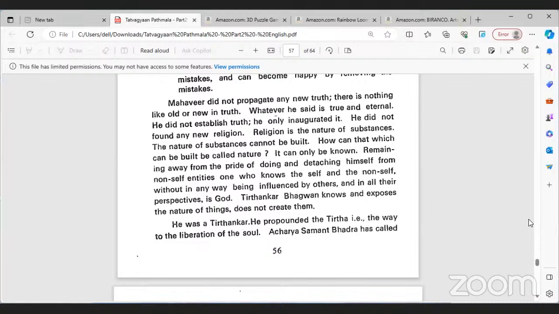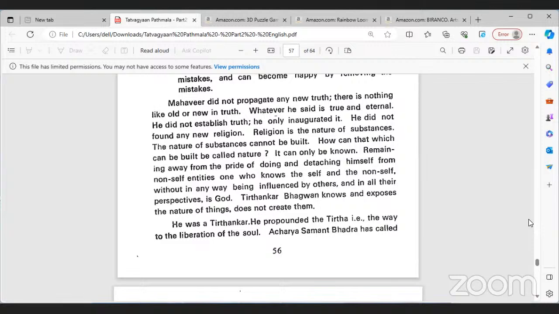Okay, sir. Mahavir did not propagate any new truth. There is nothing like old or new in truth. Whatever he said is true and eternal. He did not establish truth, he only inaugurated it. He did not found any new religion. Religion is the nature of the substances. The nature of substances cannot be built. How can that which can be built be called nature? It can only be known.